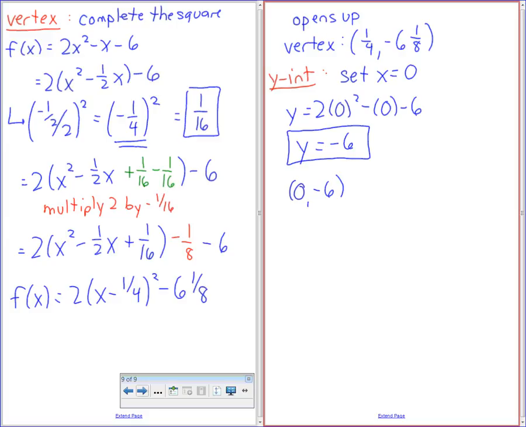Set y to 0. Good. Now, there are two ways to find the x-intercepts. How do I solve this question? There's two ways. And I'm going to pick my way, not Mr. Lacey's way. I can say that, he's the vice principal. He could come in here and take my job now.